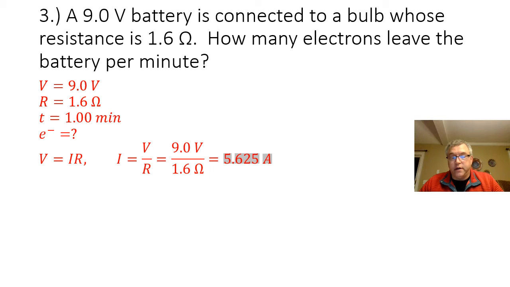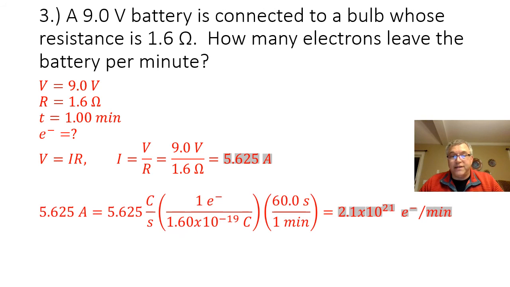Now remember, current is the rate at which charge flows, and 1 amp is equal to 1 coulomb per second. So an amp is equal to coulombs per second. So I can rewrite 5.625 amps as 5.625 coulombs per second. I know the charge of 1 electron is 1.60 times 10 to the minus 19th coulombs. I can use that to convert between coulombs and electrons. And I know my time factor is 1 minute. There are 60 seconds in 1 minute, so that's another conversion factor. So using those two conversion factors, I can go from coulombs per second to electrons per minute. And I'm going to end up with 2.1 times 10 to the 21st electrons per minute.